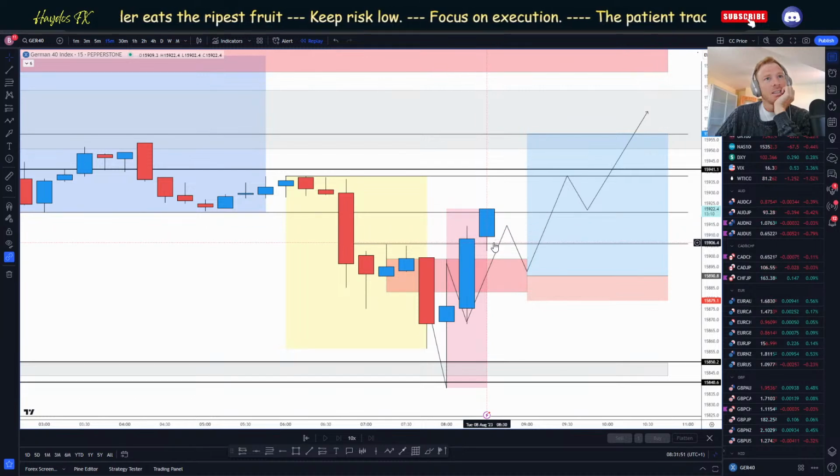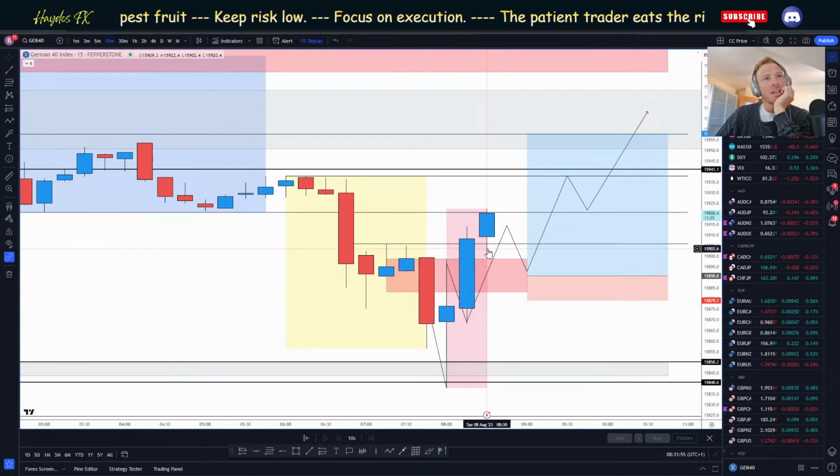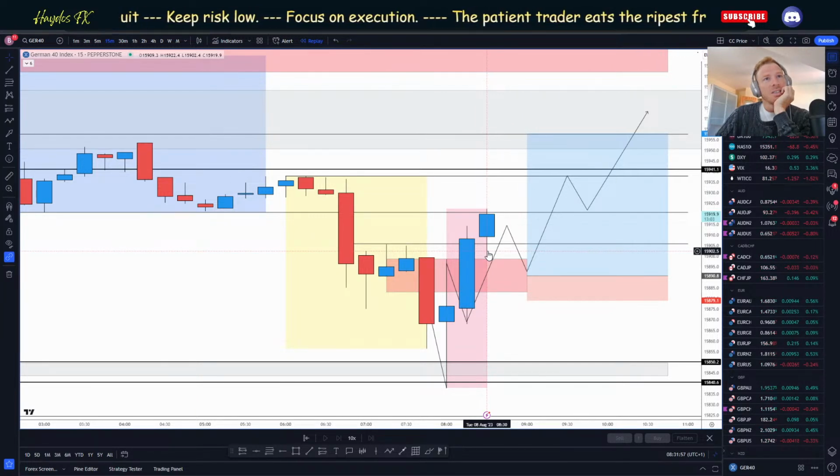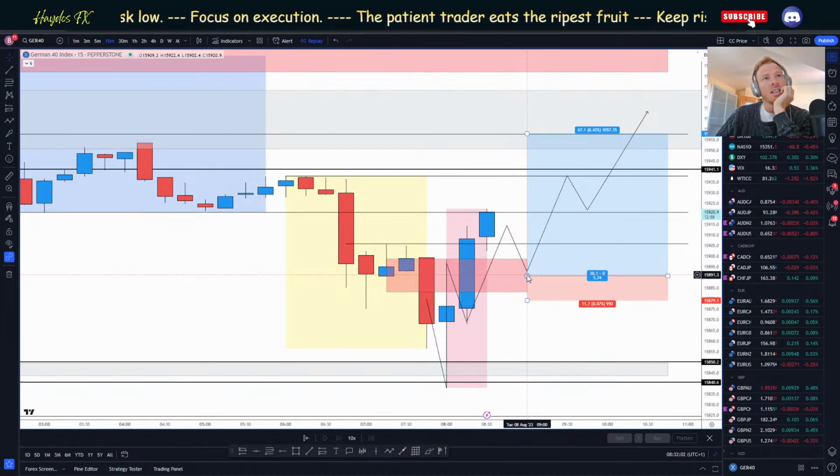My son. So. Ah, shit! It's not gonna come back, is it? Yeah. That wick should have taken. It's already made the wick. Should have taken that wick. Oh well, let's see. I'm gonna be patient for the retest.